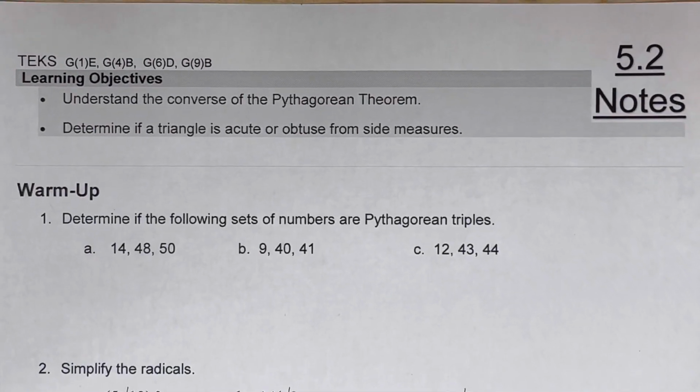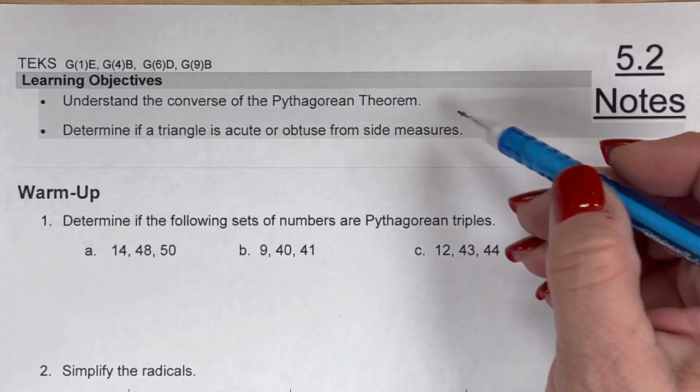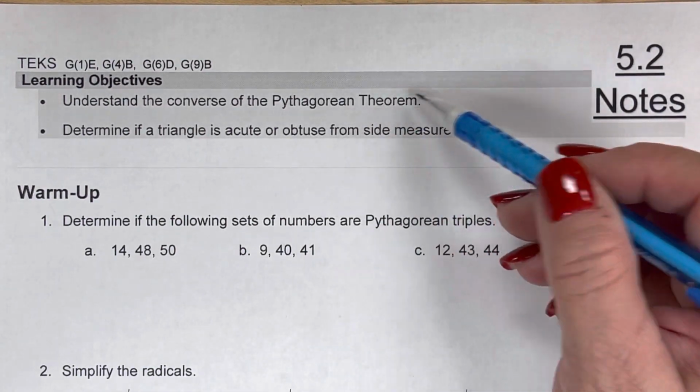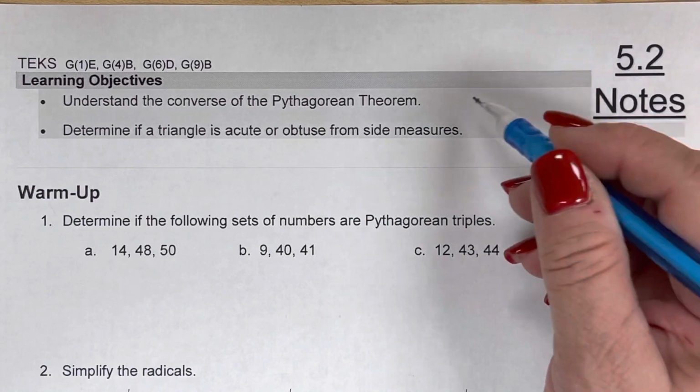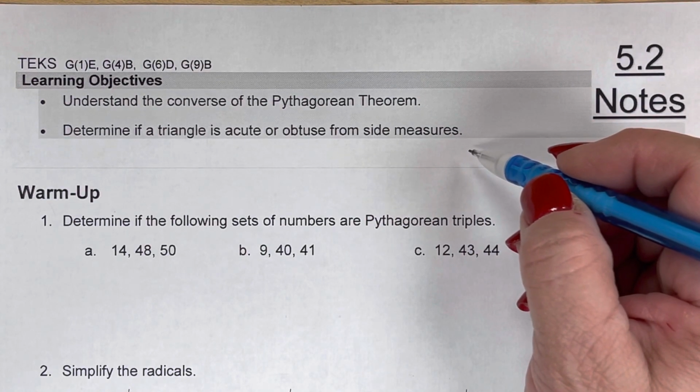Okay, you guys, it's time for lesson 5.2. What we're doing today is understanding the converse of the Pythagorean theorem and determining if a triangle is acute or obtuse based on its measures.